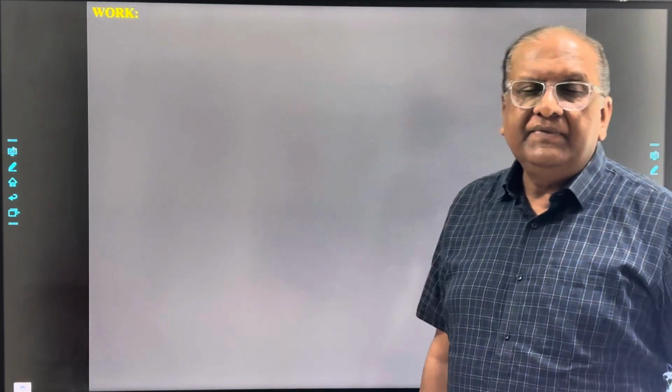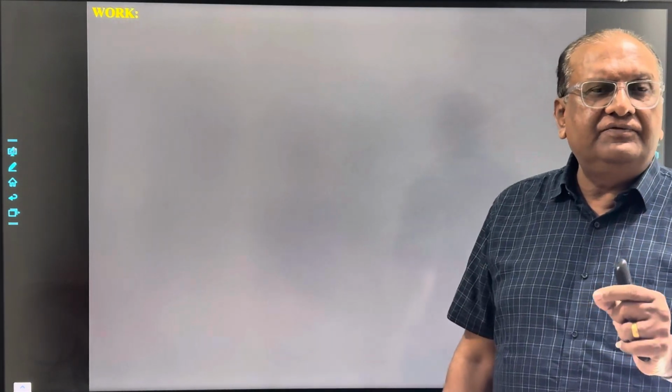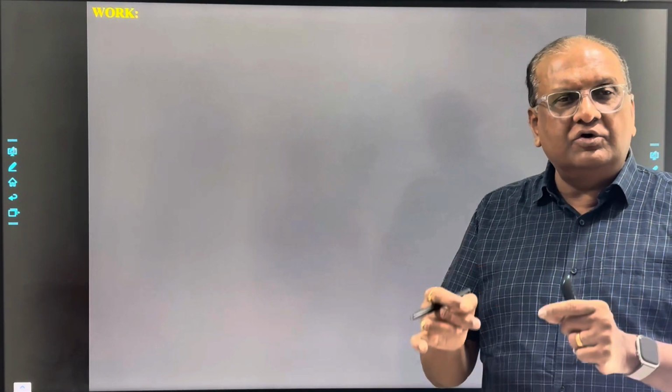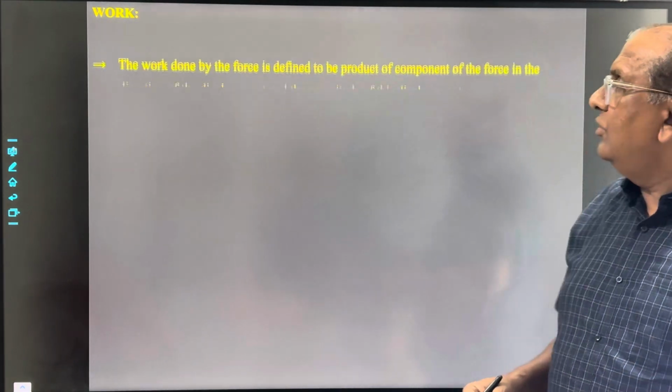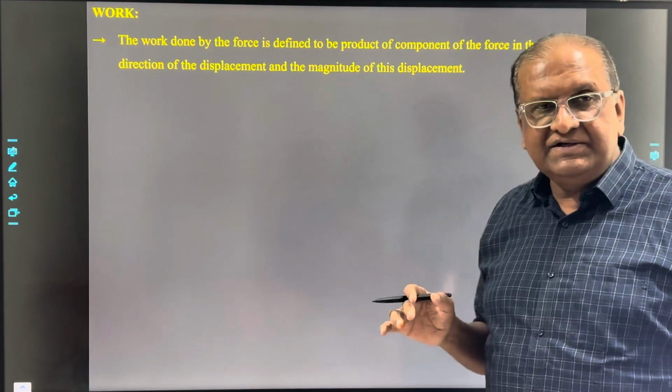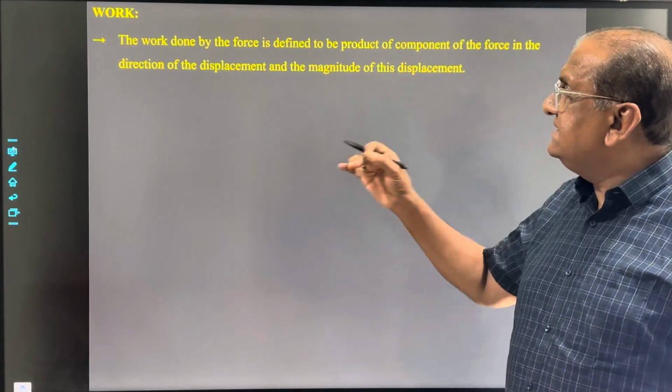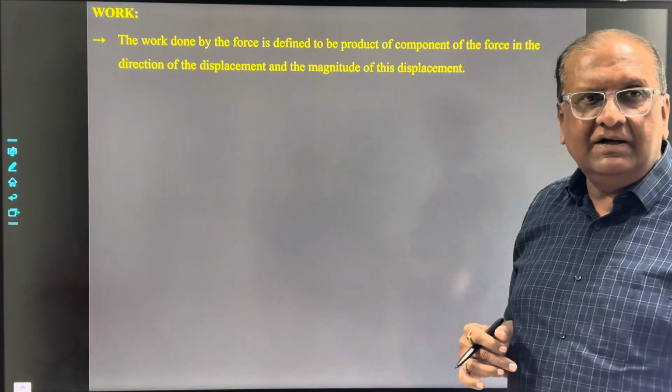Now, dear students, next topic, that is work. Work is a physical quantity which is defined as the product of the component of force in the direction of displacement and the magnitude of displacement, right? So this one is the definition of work done.